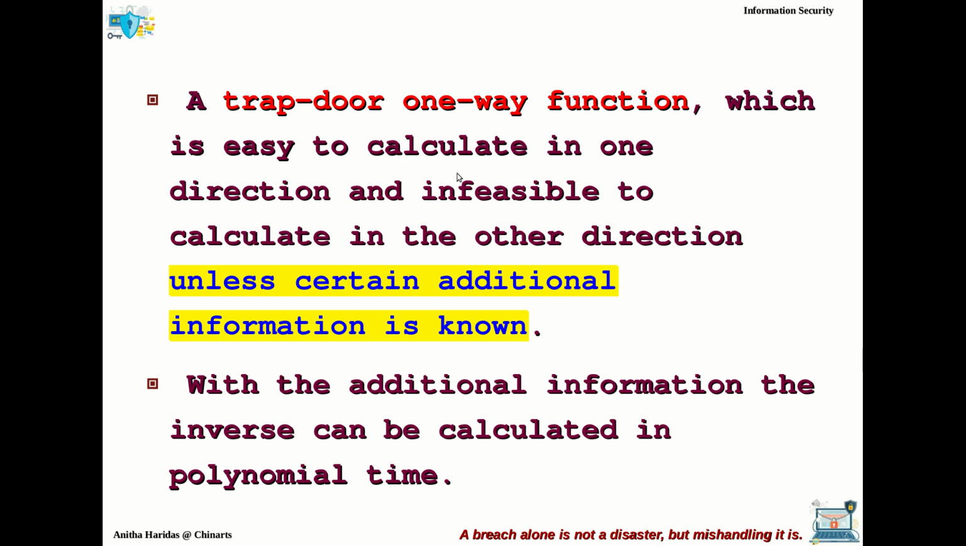So this function is easy to calculate in one direction and infeasible to calculate in the other direction unless certain additional information is known. If this additional information is known, you can calculate it in the other direction. Calculation in the other direction is also easy, but infeasible if the additional information is not known. With the additional information, the inverse can be calculated in polynomial time. If so, I can call it a trapdoor one-way function.